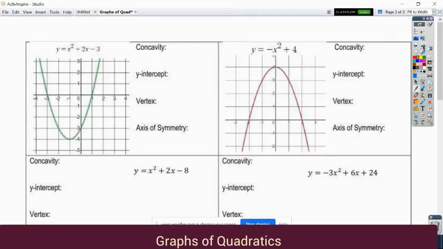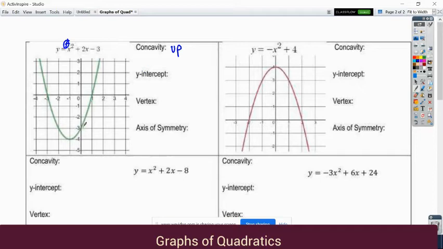Okay, so on the other side of our notes here, we can go ahead and practice with some of these identification features. So here is our first graph, and we want to identify the concavity. Well, we can see that this one looks like a smile, and the wide side is up at the top, so concavity is definitely up. Also, you can see on that equation y equals x squared, so that is a positive value on x squared to tell me up as well.